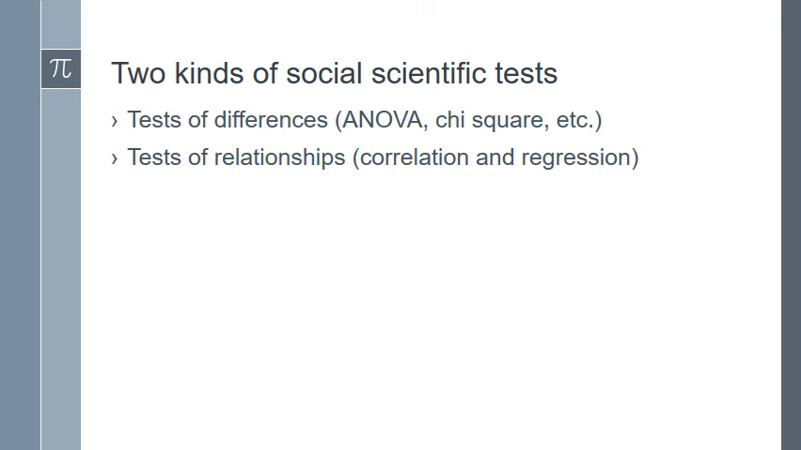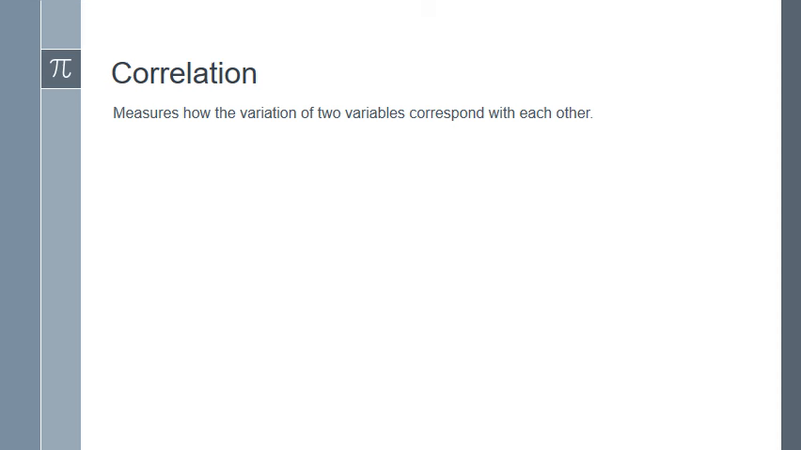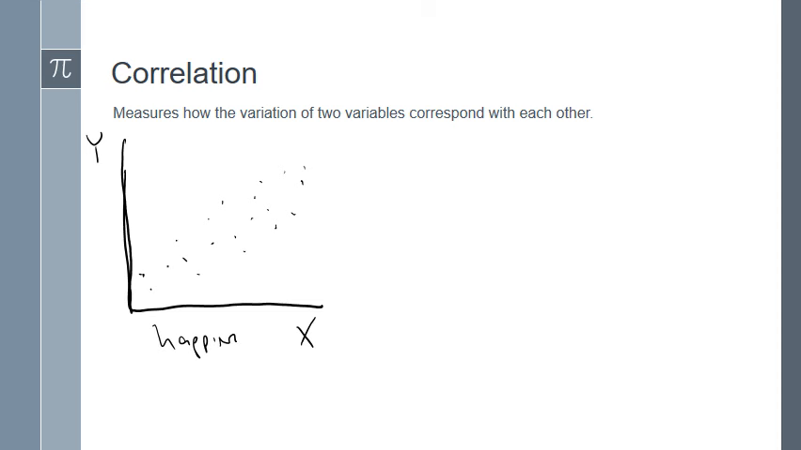But for correlation today, correlation is simply the measurement of how the variation of two variables correspond with each other. So correlation likes to work on scattergrams, so they're like these little dots, that kind of thing. And what correlation is basically asking, if this was a variable and that was a variable, maybe it's like happiness and GPA. So maybe happiness is down here and GPA is up here.